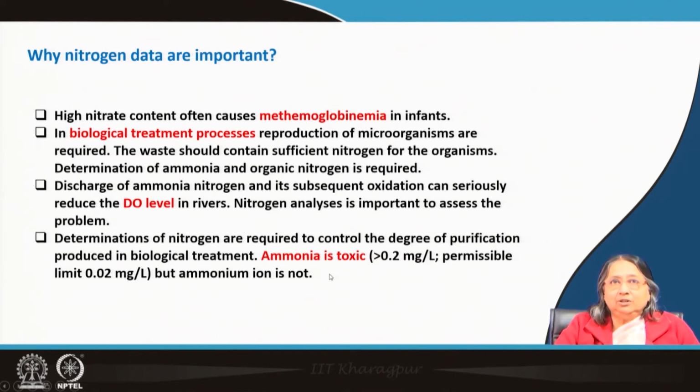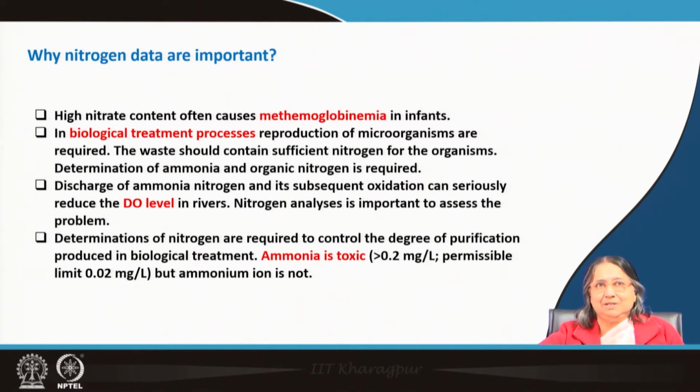Ammonia, you know, ammonia is very toxic. So, there is some permissible limit, 0.2 milligram per liter, permissible limit actually 0.02 milligram per liter. So, it should not go beyond this value, and ammonium ion is, you know, ammonia fertilizer, ammonium sulphate, okay. So, this is very much needed for plant growth. So, ammonium ion is not toxic, but ammonia is toxic. So, we have to know how much ammonia is present, and for that we need some method. So, method is very important.